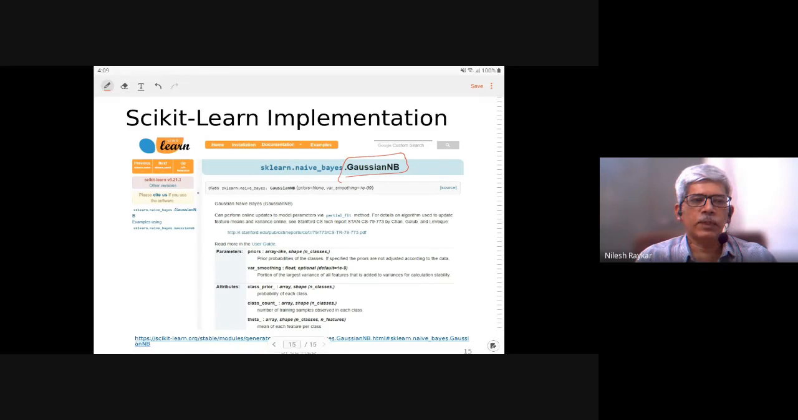Then we have k nearest neighbor, which is non-parametric. Incidentally, in naive Bayes also you find there are no thetas, there are no parameters involved here. It is entirely based on the data, just like k nearest neighbor, where we are just depending on the data. There is no model parameter. So naive Bayes is also a non-parametric model.